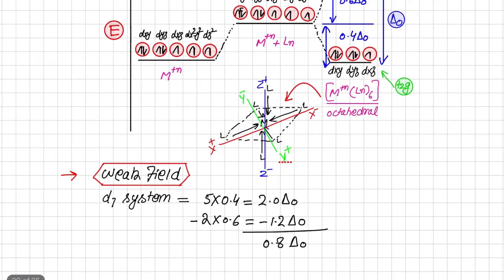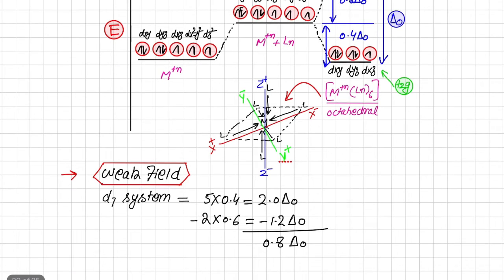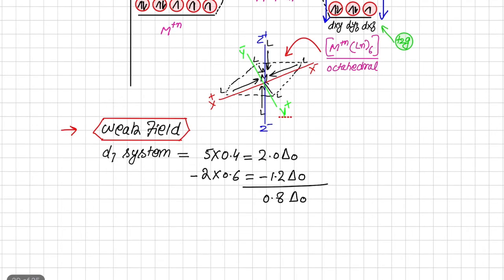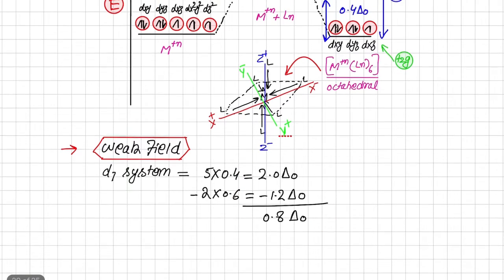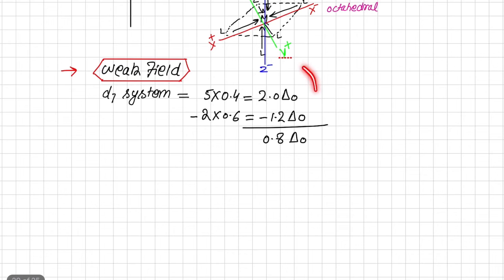Now the energy is calculated as there are 5 electrons here, so 5 multiplied by 0.4 is equal to 2.0 delta O, whereas for these 2 electrons which are placed in dx square, y square and dz square, the value is 2 multiplied by 0.6 is equal to 1.2. So the overall CFSE value for the D7 system including elements such as cobalt, rhodium, iridium in the presence of weak field ligands such as water, halogens, etc., is 0.8 delta O.